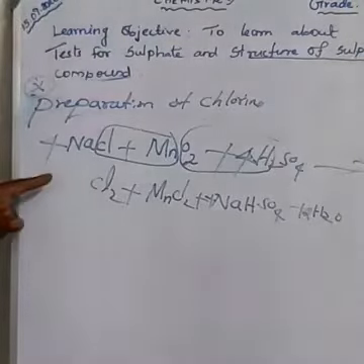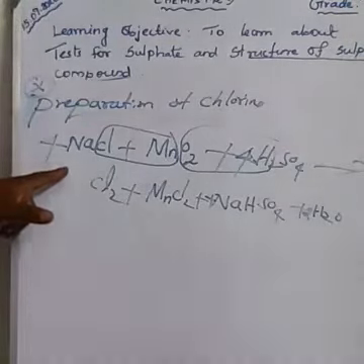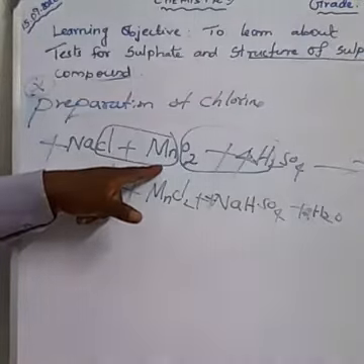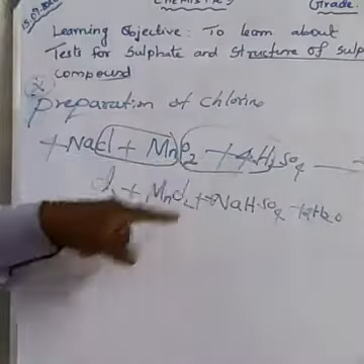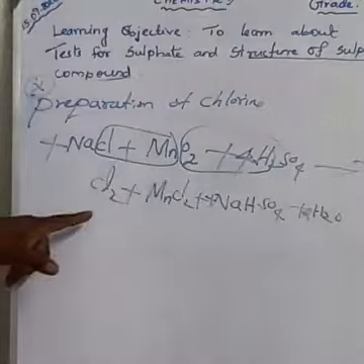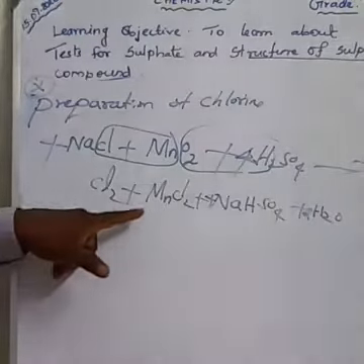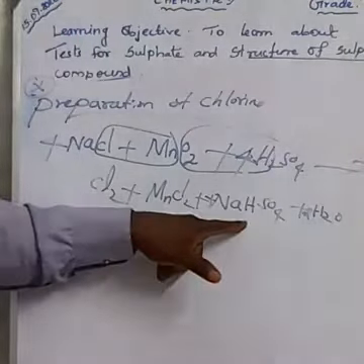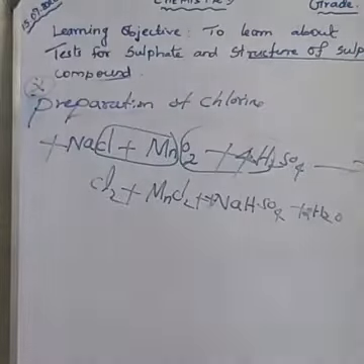Make it fast. Very, very important question. Sodium chloride reacts with manganese dioxide in the presence of sulfuric acid. We get chlorine and also manganese chloride and sodium bisulfate plus water. This is the equation for the preparation of chlorine.